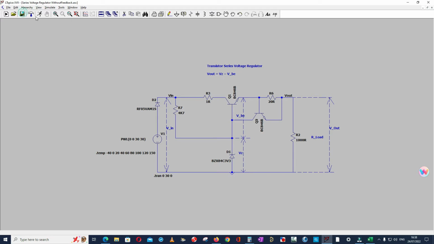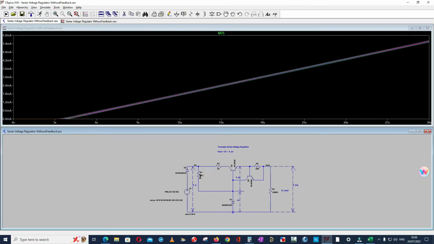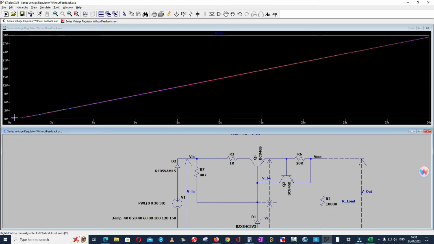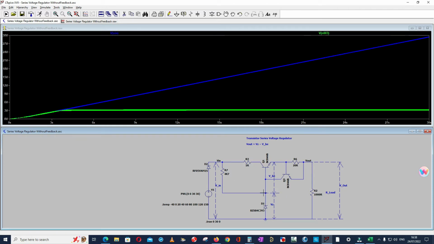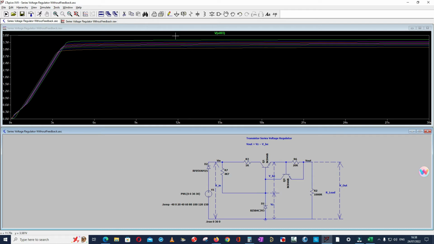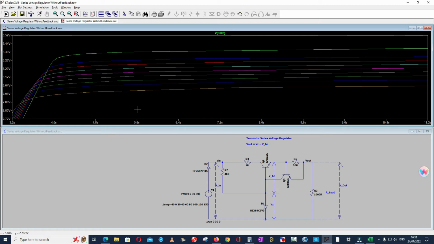So let me do the simulation here. For example, as here this is V in, as you can see, from 0 to 30 volt in 30 seconds. And then let me check here. As you can see, there are so many curves, and the reason behind that is because of this temperature. If I remove this, then there is only one curve. Yeah, so let me just zoom this. So here, as you can see, how the voltage changes from 2.9 volt till 3.3 volt.